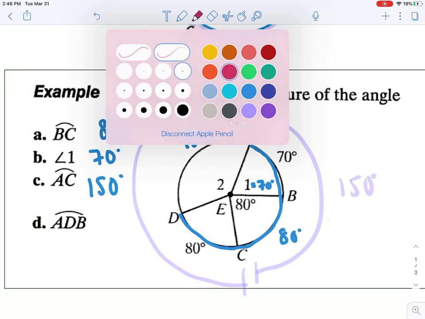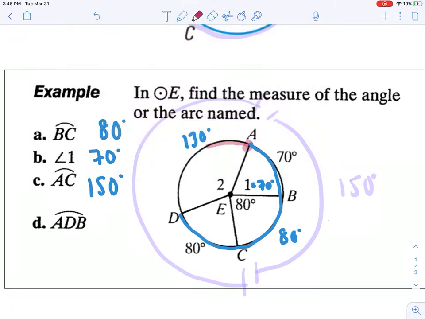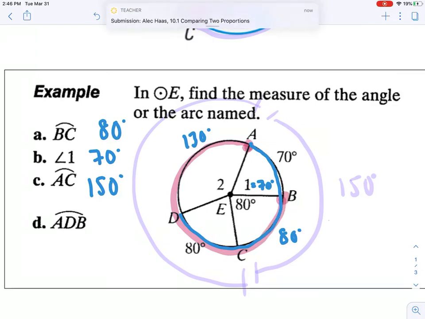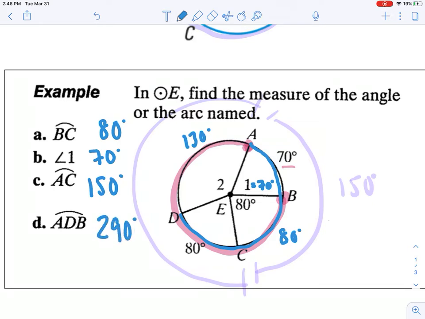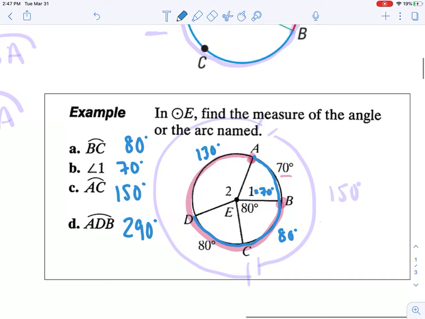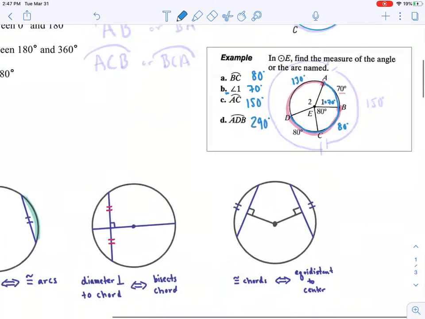ADB, let's see, ADB means I start at A, I go through D, and I end at B. I could add it all up, or I could do 360 minus 70. And I get 290 degrees. All of these are measured in degrees. Arcs are measured in degrees. A little bit later we'll talk about arc length, and that'll be a length measured in meters or inches, but right now they're all in degrees, and we really tried to emphasize that if you say the measure of an angle, you have that degree symbol there.